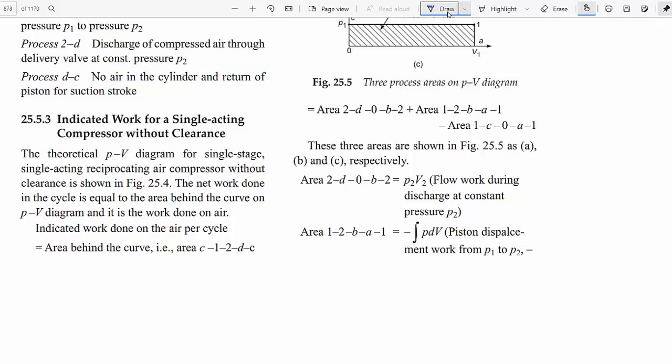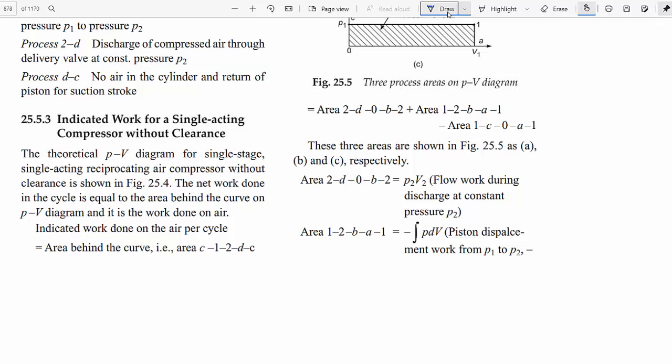Then the theoretical work: the PV diagram for a single stage single acting reciprocating air compressor without clearance is shown in the above diagram. The net work done in the cycle is equal to the area behind the curve. Meantime, I tell you the area under the PV diagram is work output or work input. In work output systems, it is work output. In work input systems like VCR systems, it is work input.